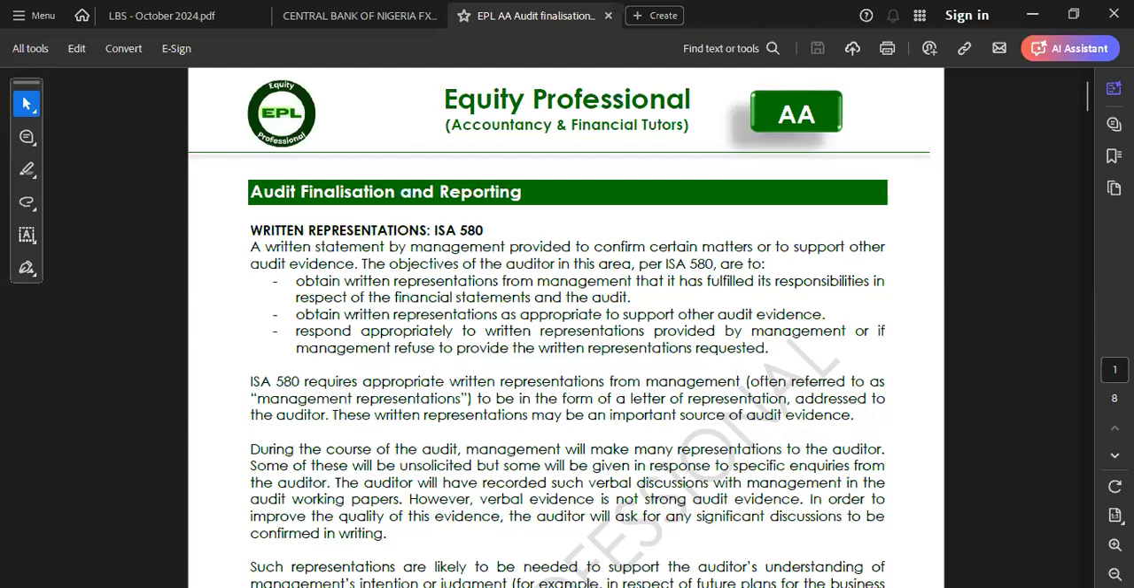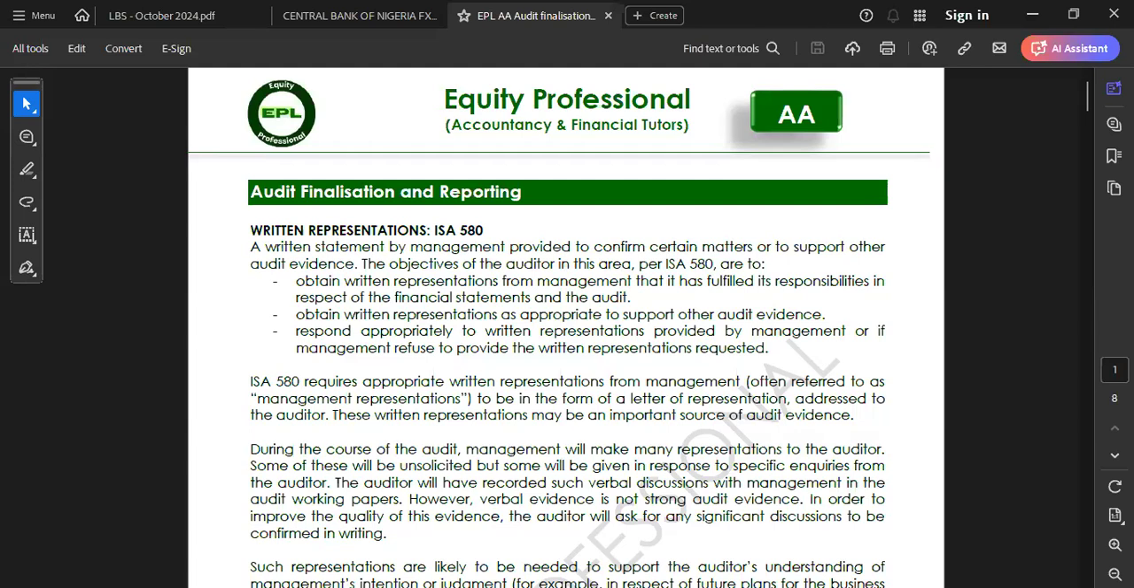So number one thing is that the standard says that written representation should be gotten from management to show that they understand their responsibility for preparing the financial statements, and they are also responsible for the audit. So no matter what is happening in the audit, when the auditor comes, the management will not say, we don't know about it. Written representation is needed for that. The second thing, written representation is to support audit evidence.